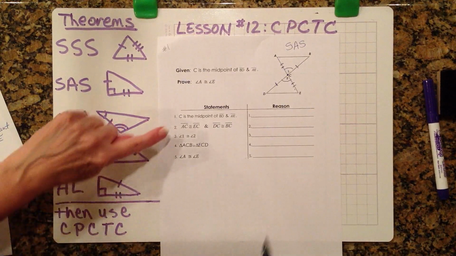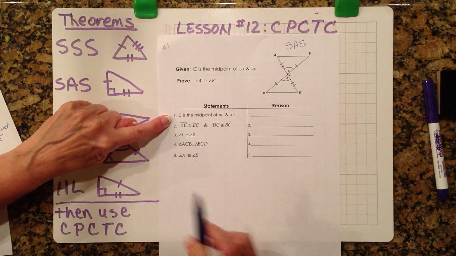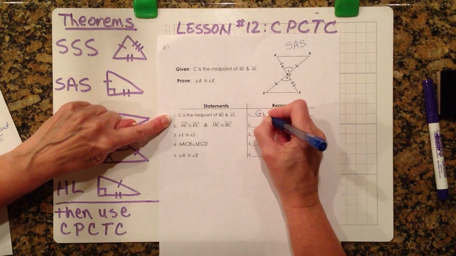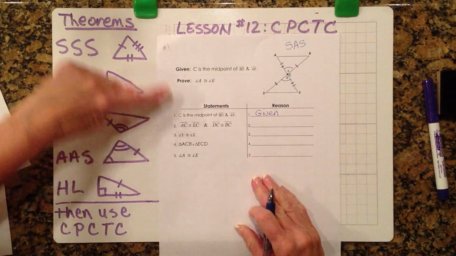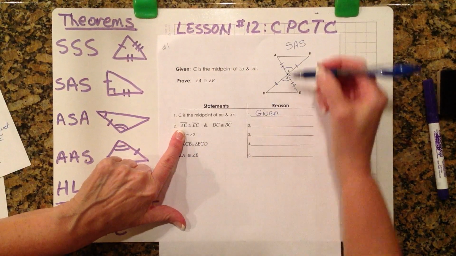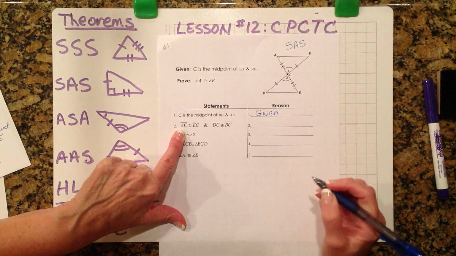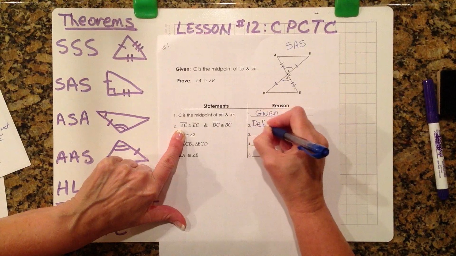So let's start on this reason part of our proof. C is the midpoint of BD and AE, and that's given. If you notice, it's a reproduction of this line right here. AC is congruent to EC, and DC is congruent to BC. And that's definition of midpoint.